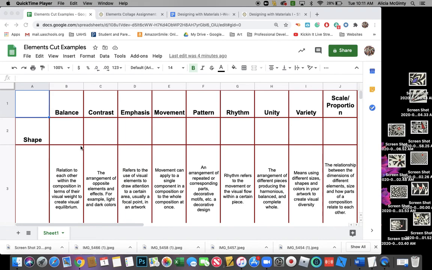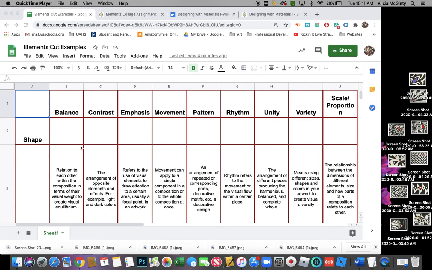Okay, so we're still looking at the elements and principles of design. We're going to be creating a composition that uses shape as the main focus for element. And what we want to do is figure out at least one or two principles that go along with our shape to create an interesting composition.